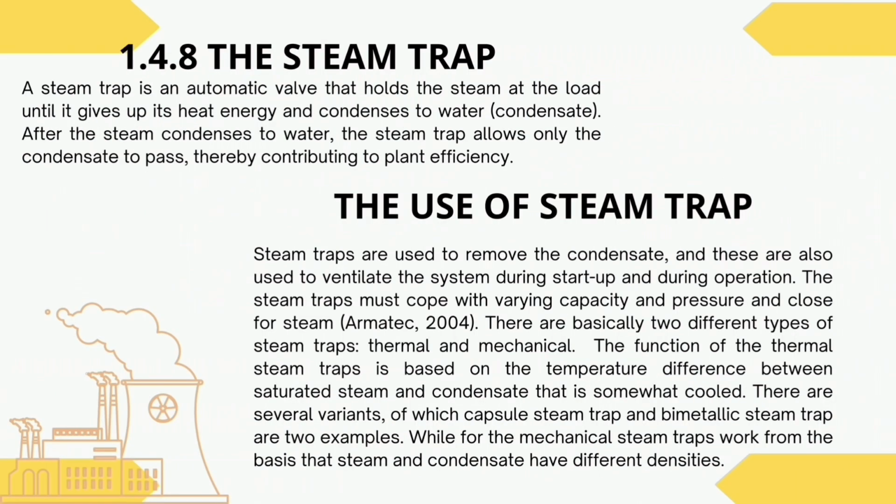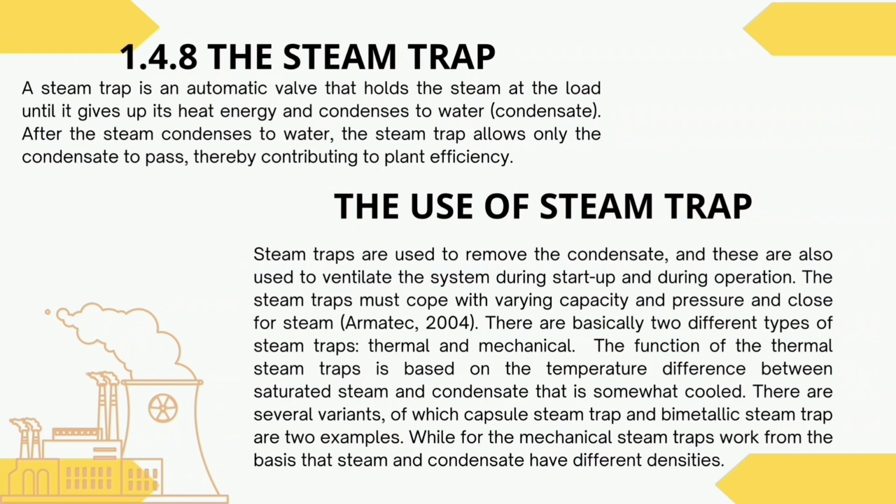Lastly is the steam traps. So a steam trap is actually an automatic valve that holds the steam at a load until it gives up its heat energy and condenses into water, also called condensate. After the steam condenses into water, the steam trap allows only the condensate to pass, thereby contributing to plant efficiency. So what are the uses of steam traps?